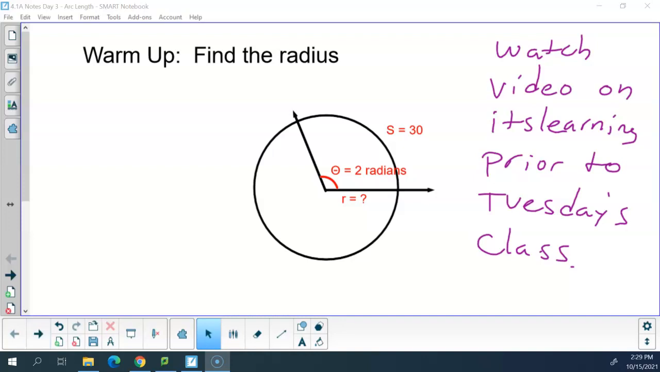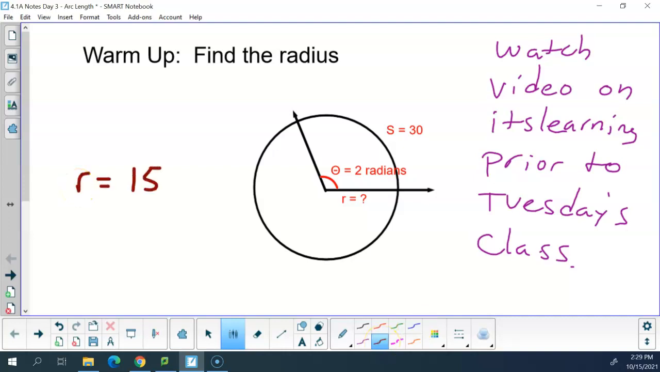So if my arc length is 30 and my central angle is 2 radians, then what is my radius? 15, right? Correct. Because I need 2 groupings to get 30. And so 2 groupings of 15 gets me 30.